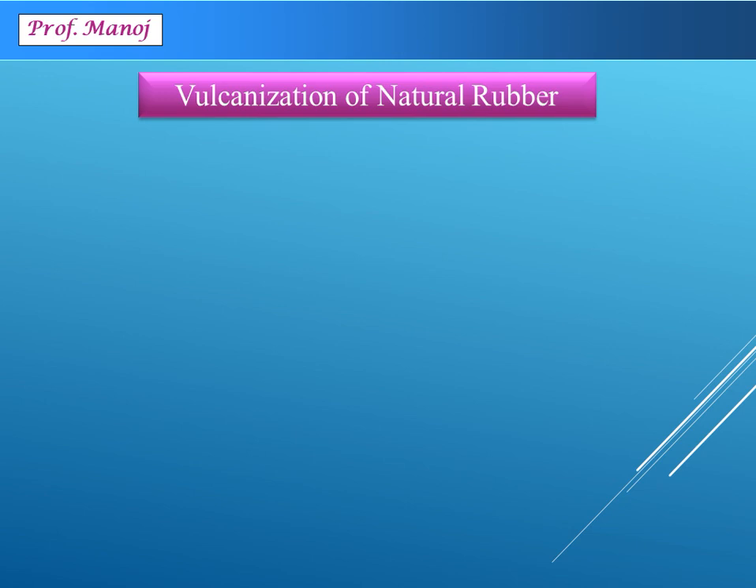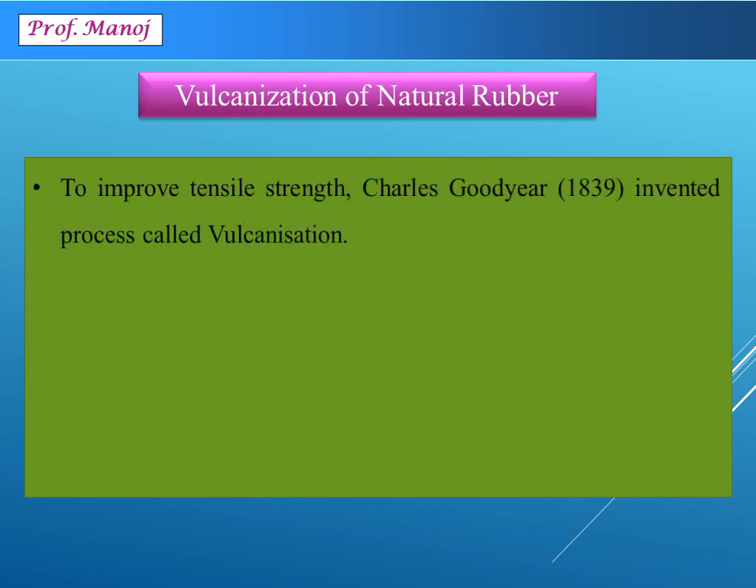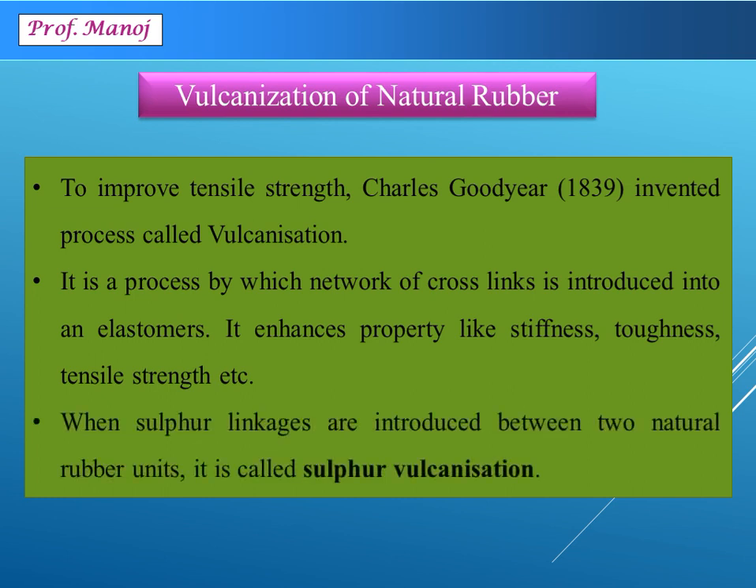Natural rubber further undergoes a process called vulcanization. Let us study about the process of vulcanization. Charles Goodyear accidentally discovered this process of vulcanization, which later on was found that it increases the tensile strength of rubber. In this process a network of cross-links is introduced in the elastomers and it enhances the properties like stiffness, toughness, tensile strength, etc.